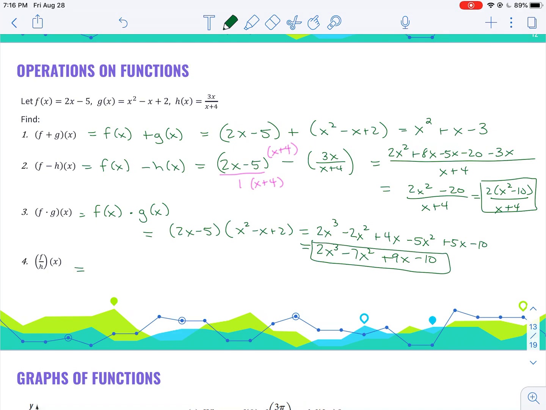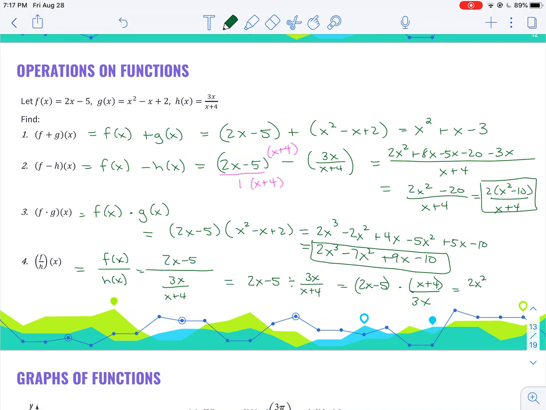F over h of x would be f of x over h of x. And so I would get 2x minus 5 over, and then h of x is 3x over x plus 4. And then remember, that means 2x minus 5 divided by 3x over x plus 4. And when you divide fractions, you're actually multiplying by the reciprocal. So if I did this, I would distribute here, I would get 2x squared. I think I've already done this, right? It's x plus 4 times 2x minus 5.